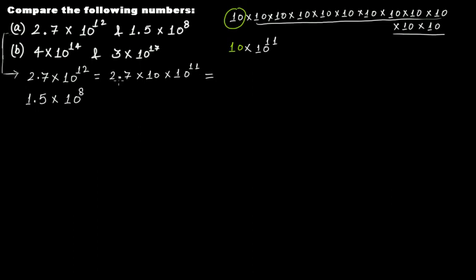See here, 2.7 multiplied by 10, what will this give us? This will give us 27. We did this just to get rid of this decimal point. So 27 into 10 raised to the power of 11, right? Can we do the same thing here? We can write it as 1.5 into 10 raised to the power of 7. So this gives us 15 into 10 raised to the power of 7.